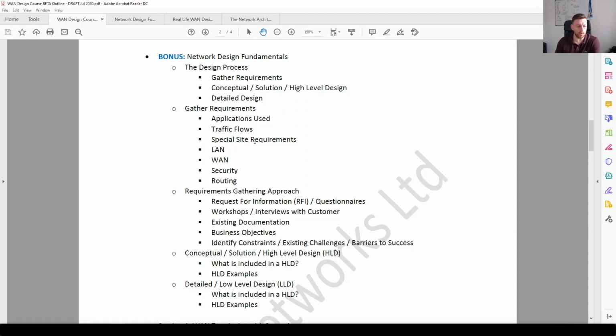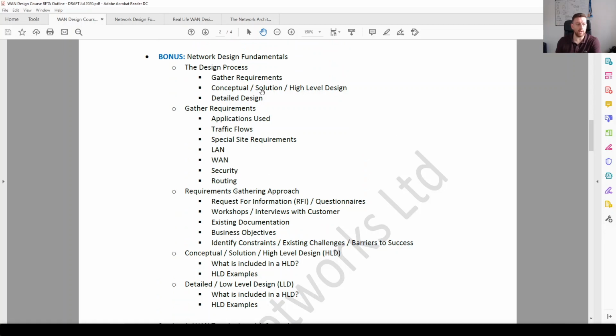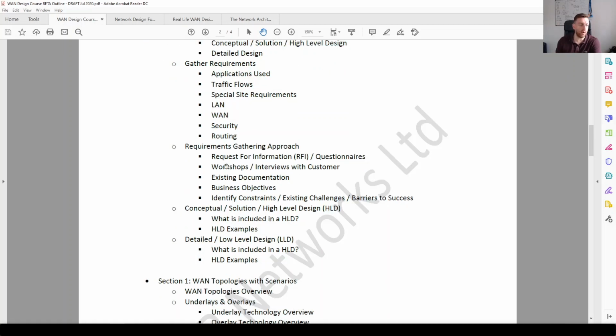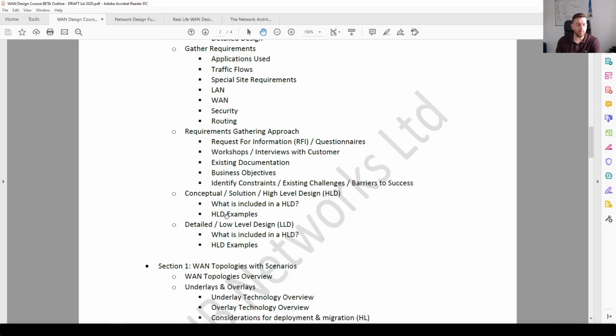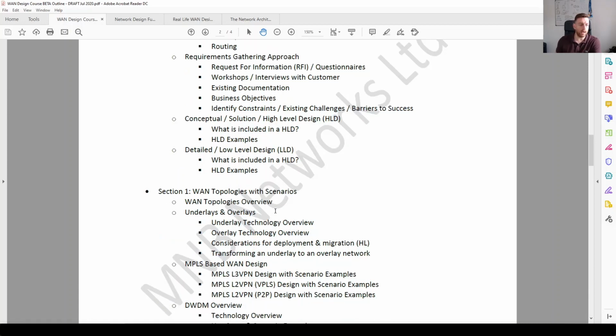It doesn't matter whether you're doing a LAN, WAN, security, wireless, data center, or UC design, there are certain things that a network designer needs to have available to them in regards to tools and also the correct mindset and some example approaches. So in this particular section, we cover the design process, how to gather requirements, the gathering requirements approach, conceptual, high level and low level designs and what they could potentially look like. We'll talk about that a little more in a second.